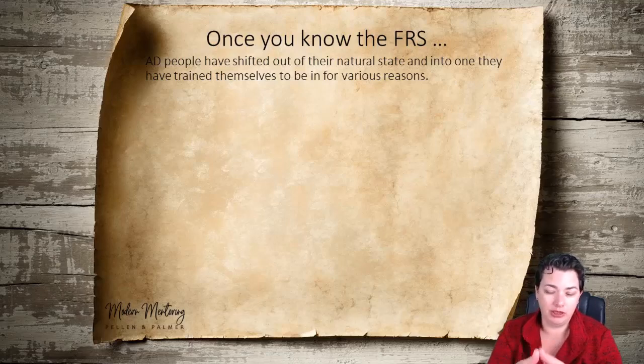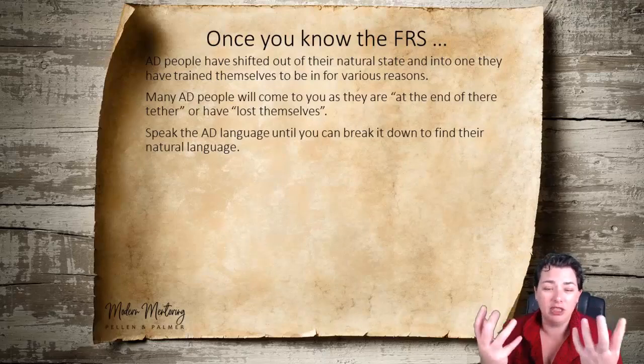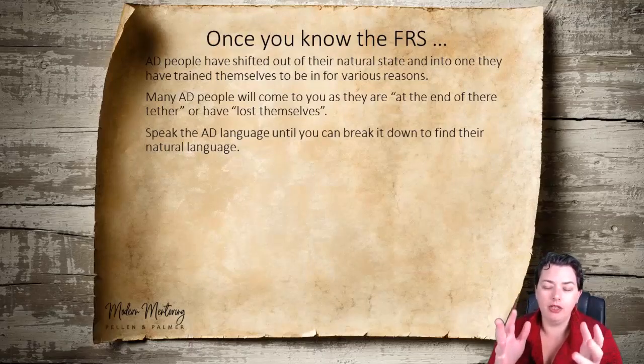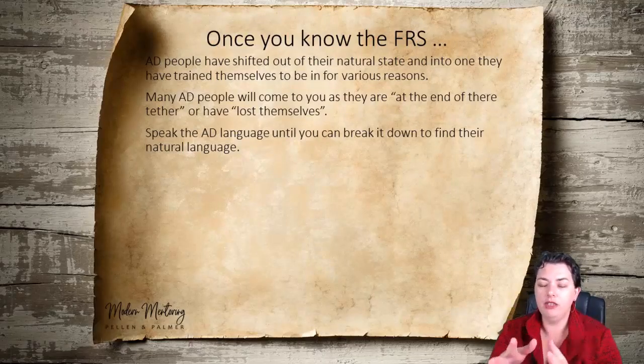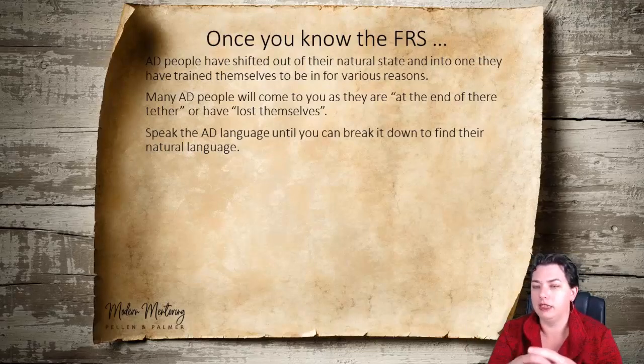So AD people have shifted out of their natural state and into one they have trained themselves to be in for various reasons, okay? So many AD people will come to you because they're at the end of their tether or they feel like they've lost themselves. They don't know who they are anymore. And that's because they've shifted themselves into this AD. They're like, oh, it's so confusing. I don't know what's going on. One day it's this, the next day it's that. I don't understand what that person's trying to tell me. Why does that person hate me so much?